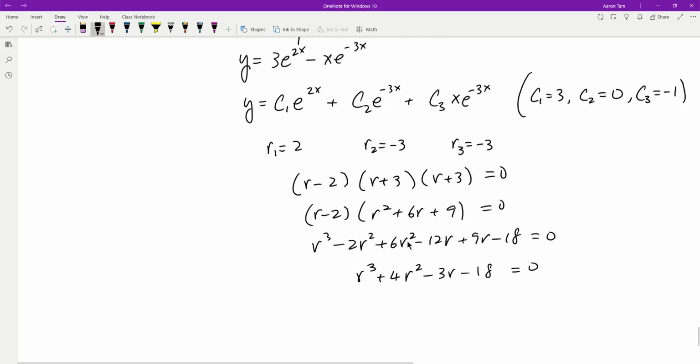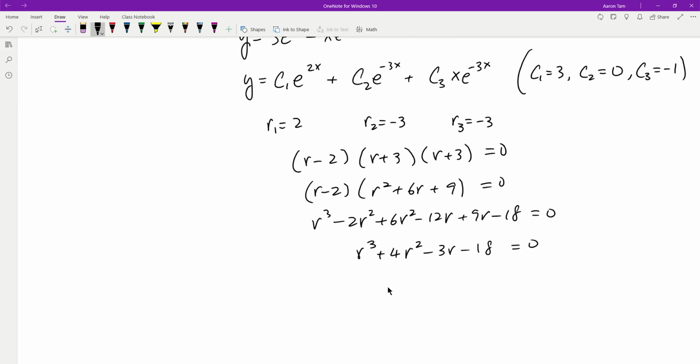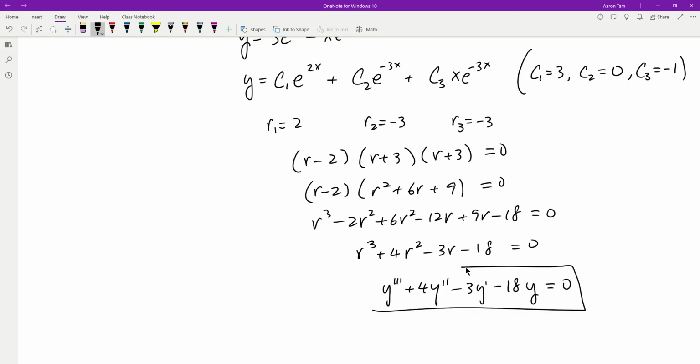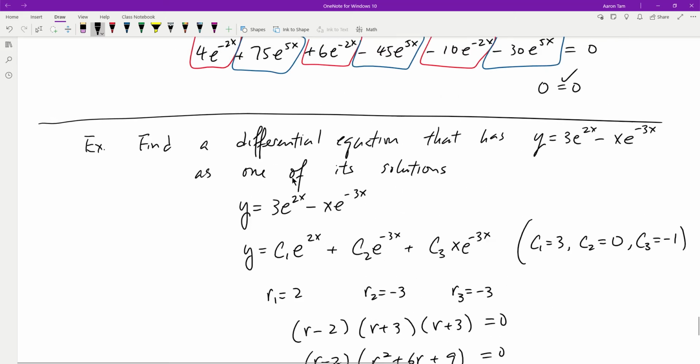So now I'm ready for my differential equation, which would be y triple prime plus 4y double prime minus 3y prime minus 18, don't forget the y, equal to 0. So that would be my differential equation, and this would have that as a solution.